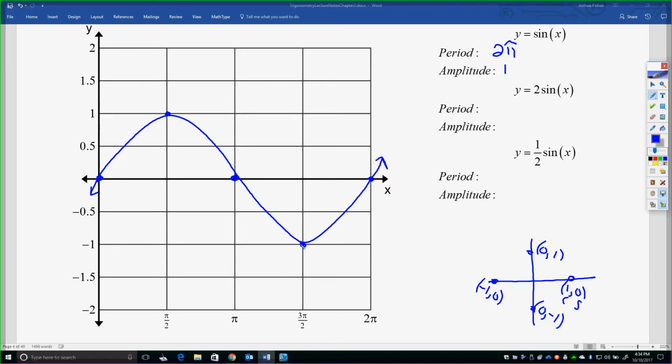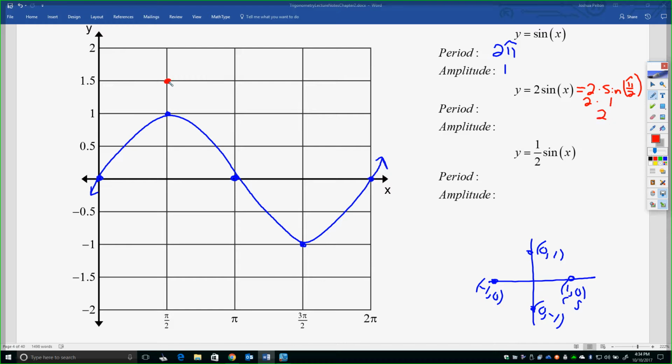So let's try 2 times sine of x. Well, let's try any one of these values. We'll try a different color here. We'll go red. Well, if I was going to plug something in like pi over 2, so let's say that I did 2 times sine of pi over 2. Well, sine of pi over 2 is typically 1, so as a result, that new one would be 2. So that new point is now at 2.